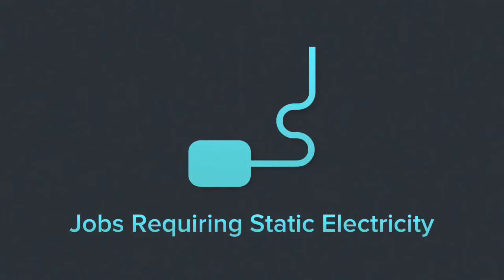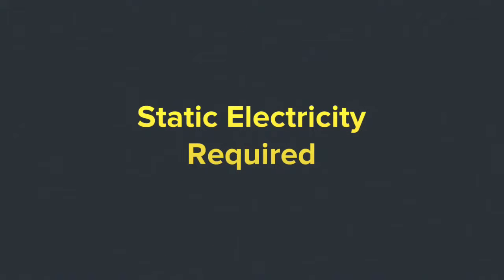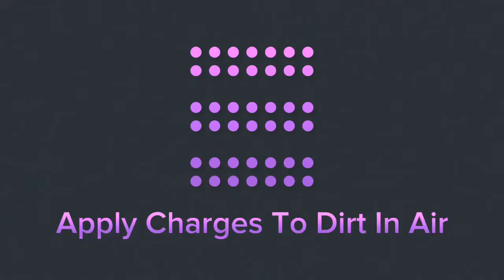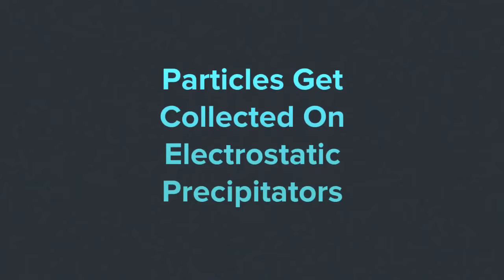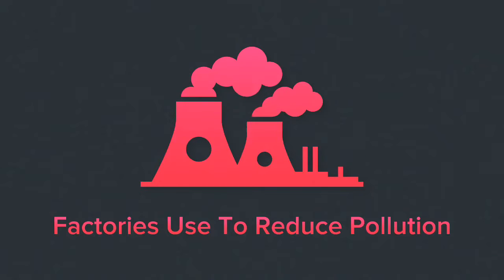The power of static electricity has also created jobs just for its use, such as air pollution control, xerography, and car painting. All of these jobs require static electricity. Air pollution control stations apply static charges to the particles of dirt in the air. And from there, the charged particles get collected on a metal sheet which is called an electrostatic precipitator. And factories actually use these a lot to reduce their amount of pollution.